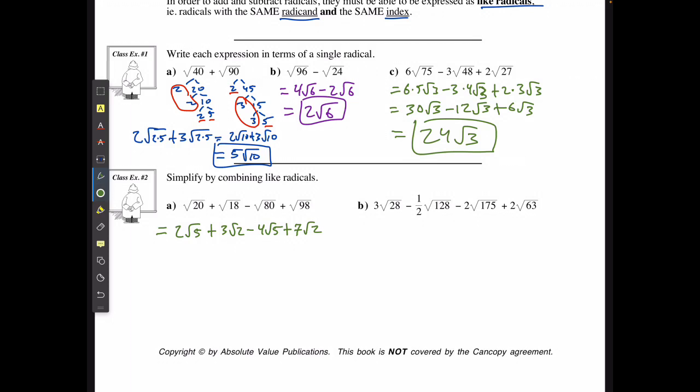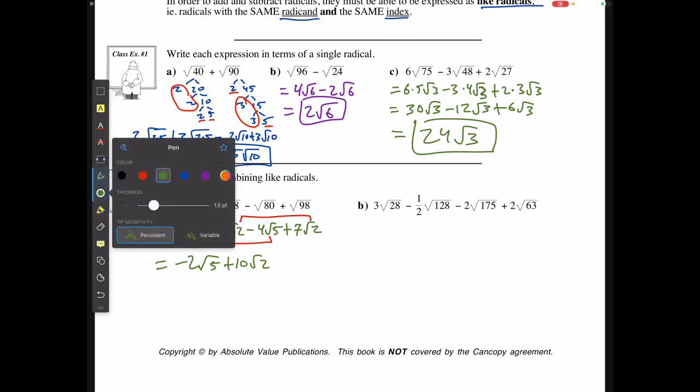Now I can only combine the like terms. Root 5 and root 5 can get combined. Root 2 and root 2 can get combined. Which means that this is going to be the same as negative 2 root 5s and 10 root 2s.